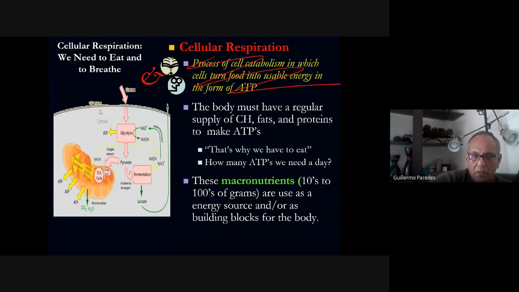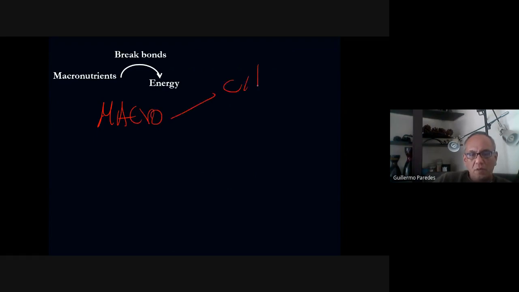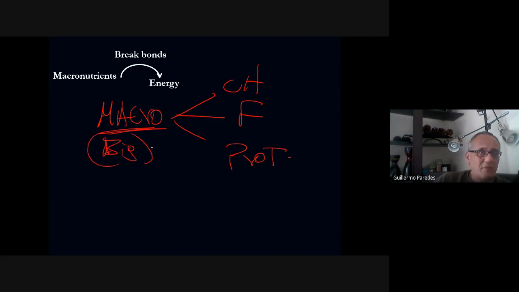All right, so here we are going to see the macronutrients. The macronutrients are the carbohydrates, the fats, and the proteins. Macro means big, but we are not talking about big molecules. We are talking about big amounts, big volumes of the food. That's why it's called macro. We have bigger amounts of carbohydrates, fats and proteins, not because the molecules are big, but because we need more volume of these nutrients.